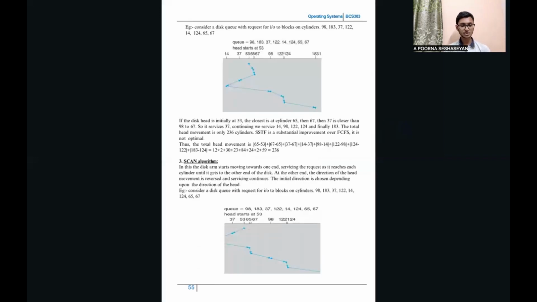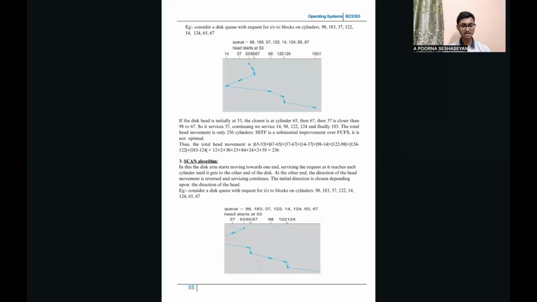Consider a disk queue with requests for IO to blocks on cylinders, the same as before: 98, 183, 37, 122, 14, 124, 65 and 67, and I am taking the same head pointer, 53. From 53 it will go to 65, which is closest to 53. From 65 the next closest request is 67, and from 67 the next closest request is 37 and not 98, because 98 minus 67 is 31, whereas 67 minus 37 is 30. So 37 is closer to 67 than 98, and it will go to 37.